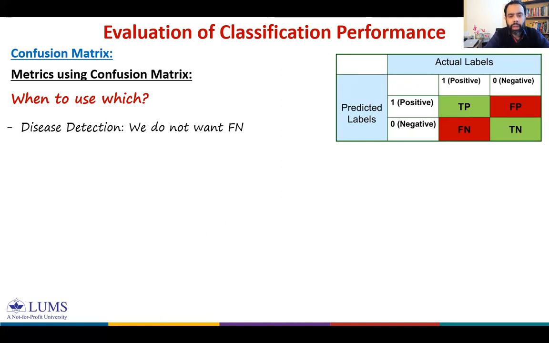If you go back and see all the metrics, which of the metrics had false negative in the denominator? So if you recall, the true positive rate had FN in the denominator. So true positive rate, sensitivity, recall. If you want to lower FN, if you want to have fewer false negatives, you would desire the TPR to have a high value.